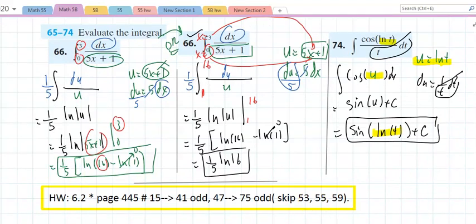And the homework on this section is right there. Oops, I'm missing a part. Let me fix it. There's the homework. 6.2 star. Again, make sure you're on the right page, page 445. Number 1 through 41 odd. Number 47 through 75 odd. Skip 53, 55, and 59.